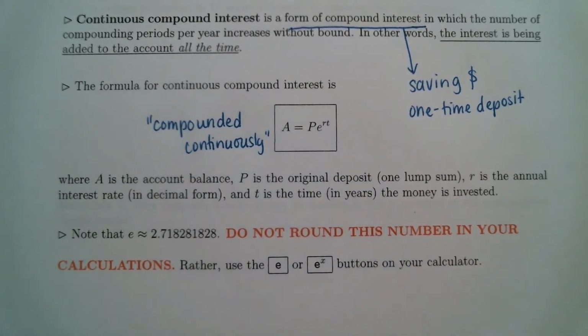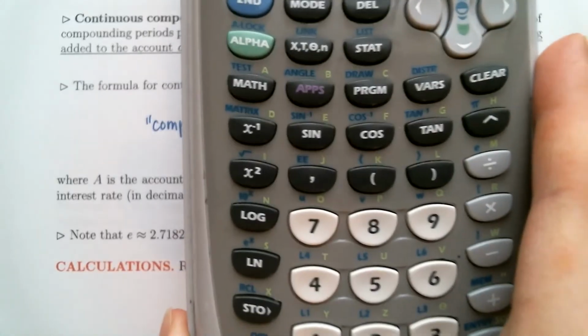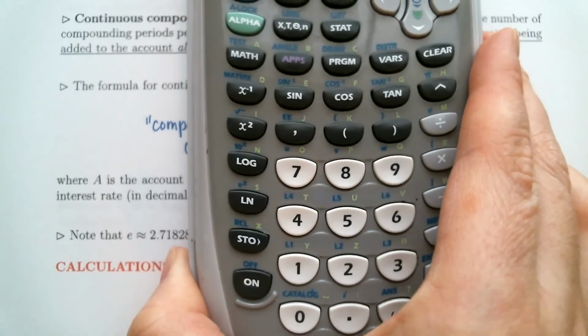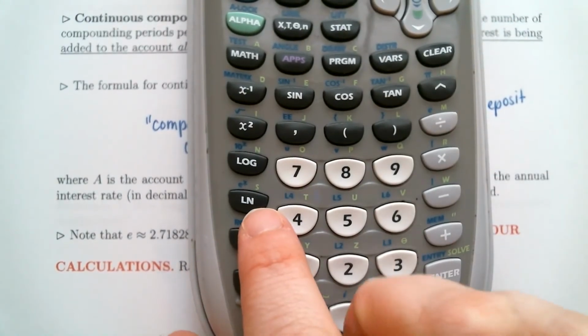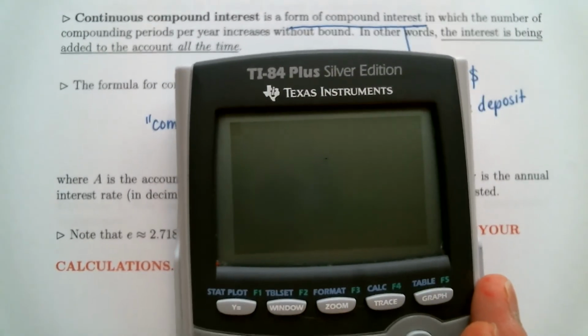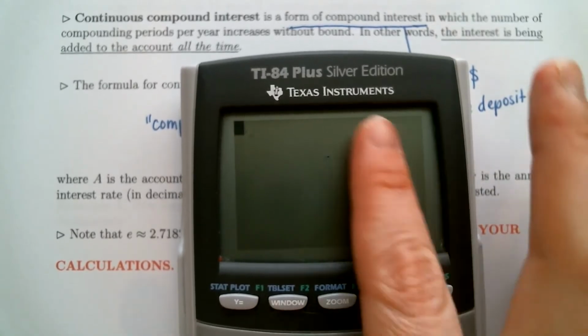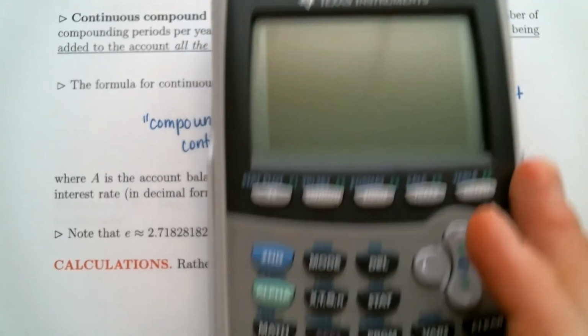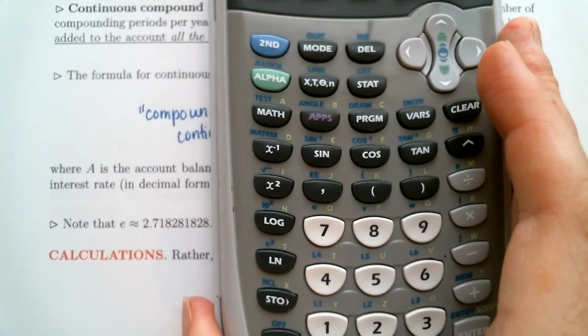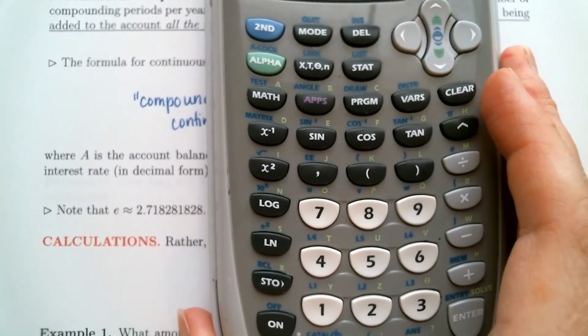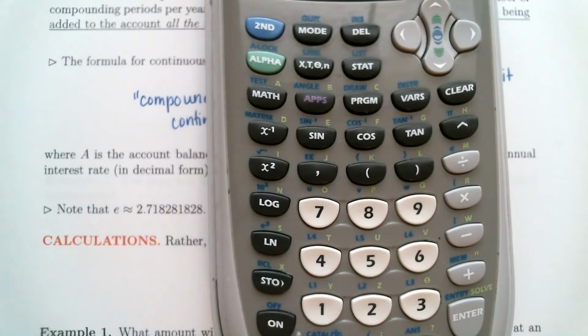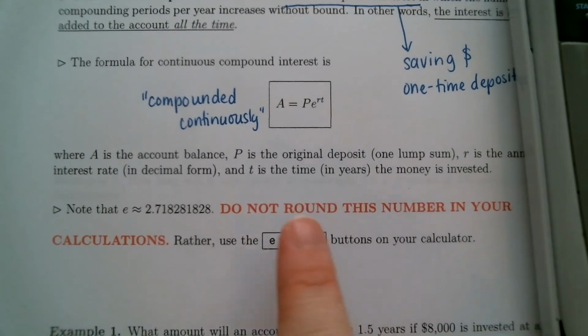e is actually a number. You may or may not be familiar with it. There are some e buttons on your calculator, or there should be. Let's see here. I have the TI-84 Plus Silver Edition, so if you have some kind of TI calculator, you probably have a similar looking display. If you have questions, you can always ask me about your calculator. There are two e buttons that you need to be looking for.